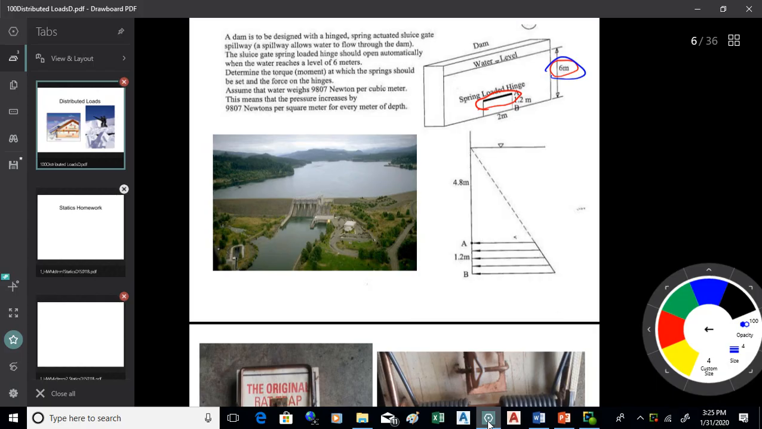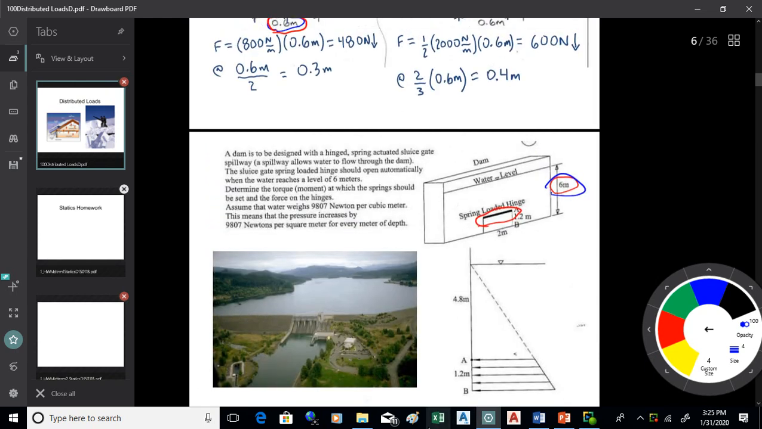All right, so let's work through a distributed load type resultant here. What I have is a little bit of an exercise in designing a hinge for a dam. I'm on page 342. When you put a dam in like that, you start backing the water up.